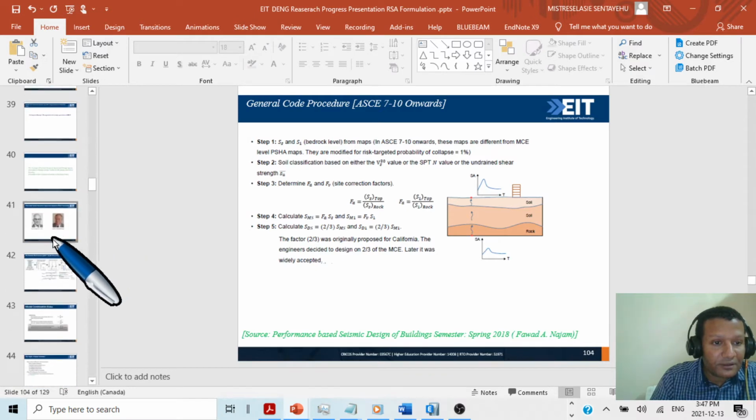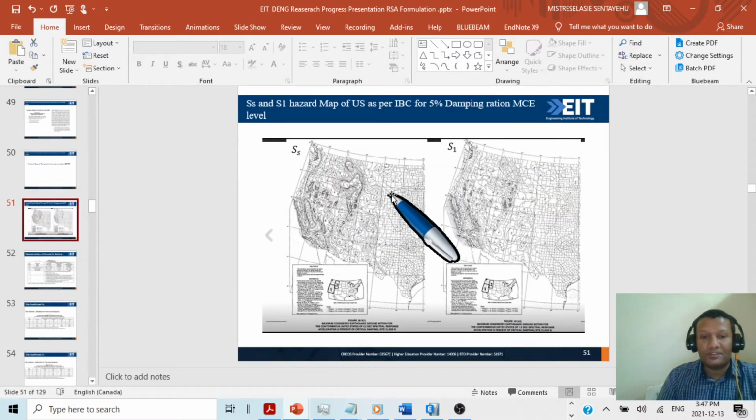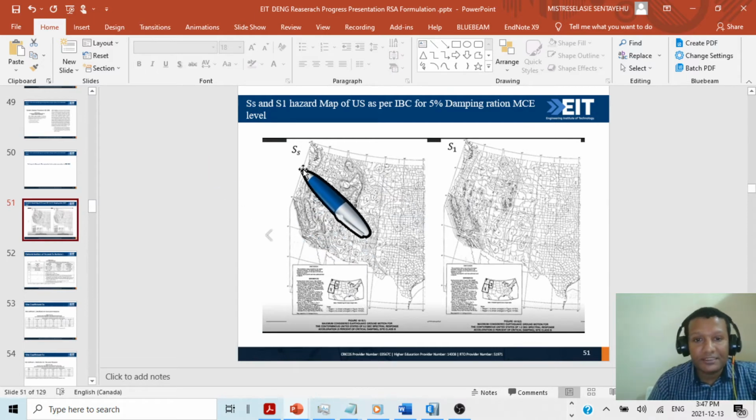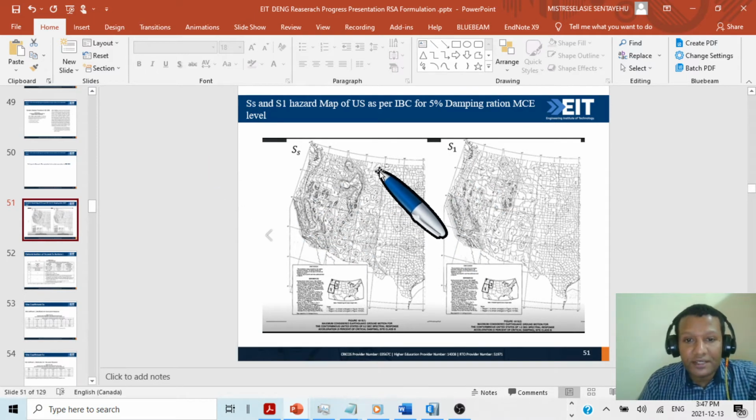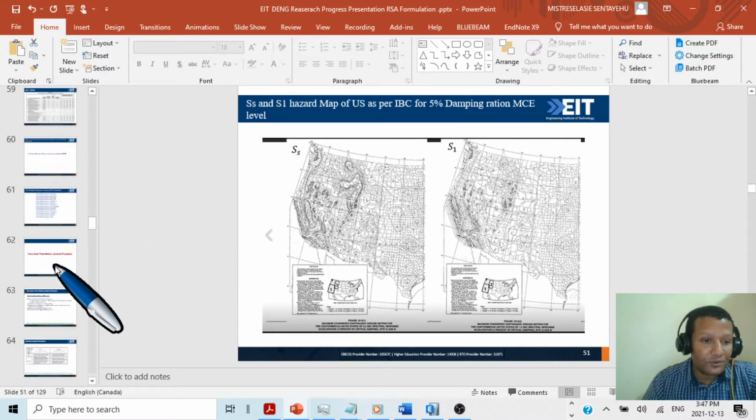I thought I had the map of, yes, this one. This one is a map, SS and S1. So if your site is around here, you go here and read the SS and the S1 value from here. Then let's go 104.